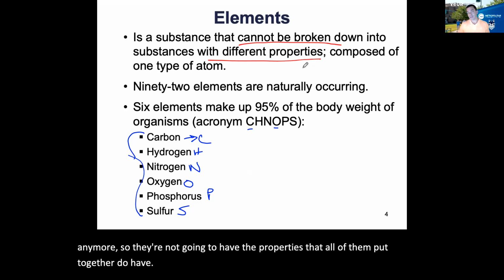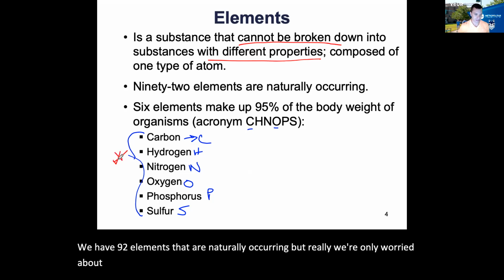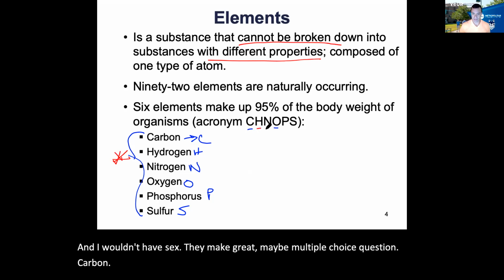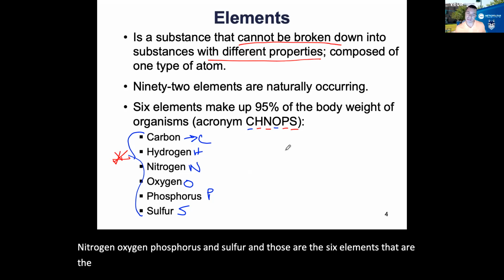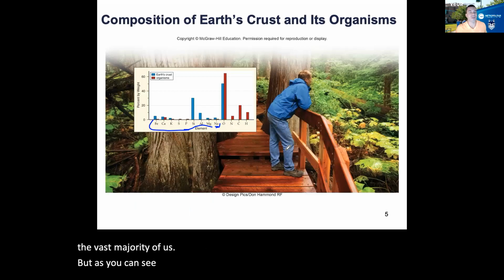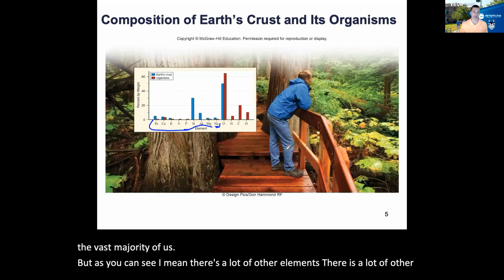We have 92 elements that are naturally occurring, but really we're only worried about 6, okay? And I would know the 6. Okay, they make a great multiple choice question. Okay, carbon, hydrogen, nitrogen, oxygen, phosphorus, and sulfur. And those are the 6 elements that are the vast majority of us. But as you can see, there's a lot of other elements. There's a lot of other stuff that is within us.